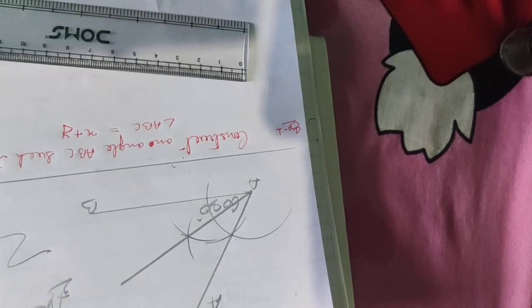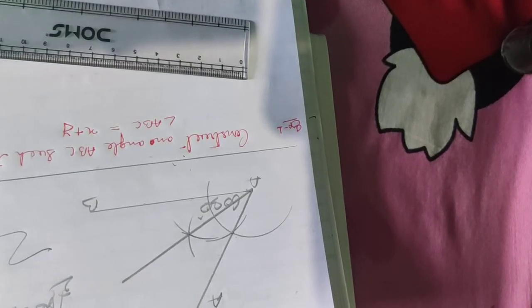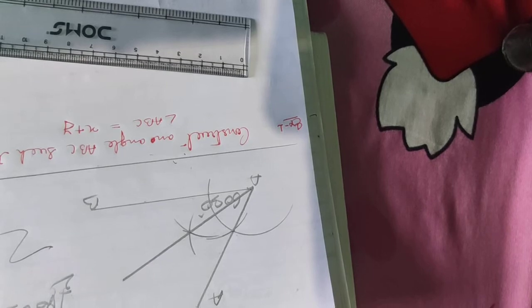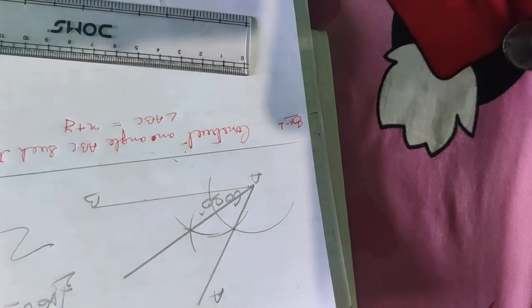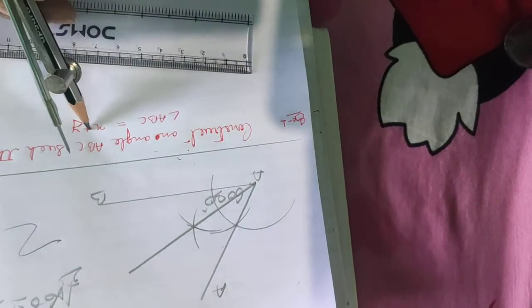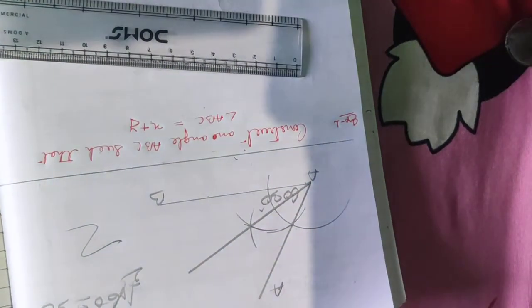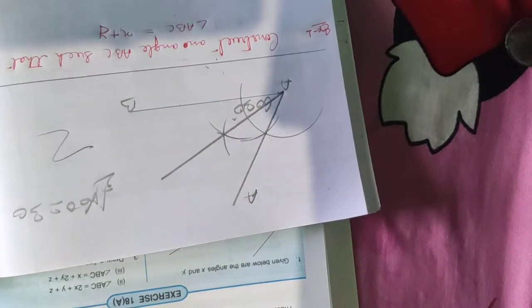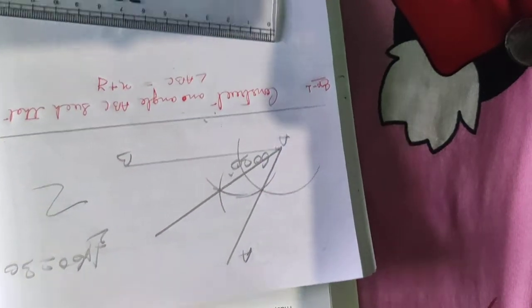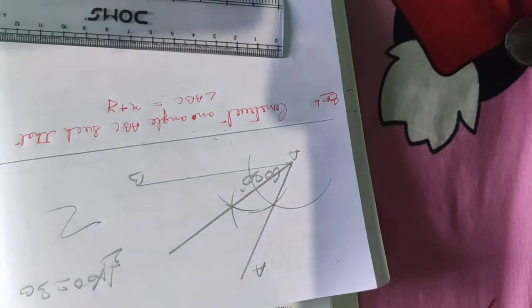Children, do you have any doubt in this example number 1? Just see here how to construct this type of question. Construct an angle ABC such that angle ABC equals x plus y, or angle ABC equals 2x plus y. First of all, understand this one first, okay?